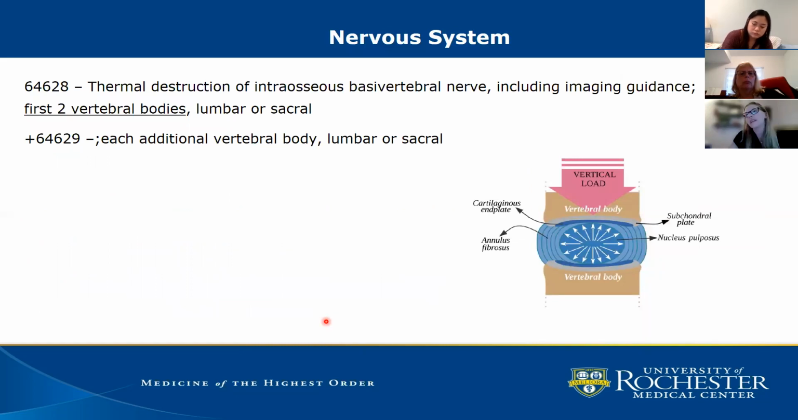Okay, so our last two codes for the nervous system. We've got 64628 and an add-on code 64629. And this is for thermal destruction of intraosseous basivertebral nerve. So it's for the first two vertebral bodies, and it can be performed on the lumbar or the sacral, and then the add-on code for each additional vertebral body.